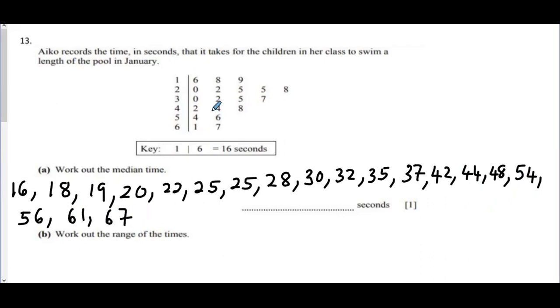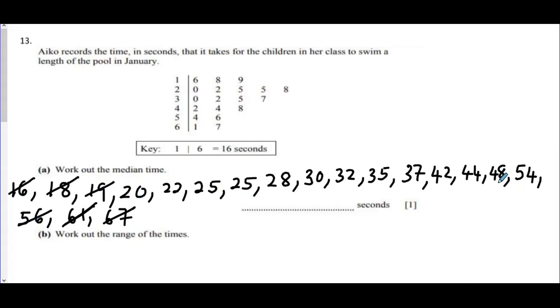Now the first thing you have to check: are these numbers listed from smallest to the largest? Yes, of course, 16, 18, 19, 20, 22, 25. So all these numbers are already arranged from smallest to the largest. Then you can cross out to find your middle number. So I cross the largest, which is 67. Then I cross the smallest. Keep going. You cross the largest and then you cross the smallest until you get the middle number. Okay, so you cross 56 and you cross 19. So you keep crossing the largest and the smallest, largest, smallest. Keep going until you get the middle number.